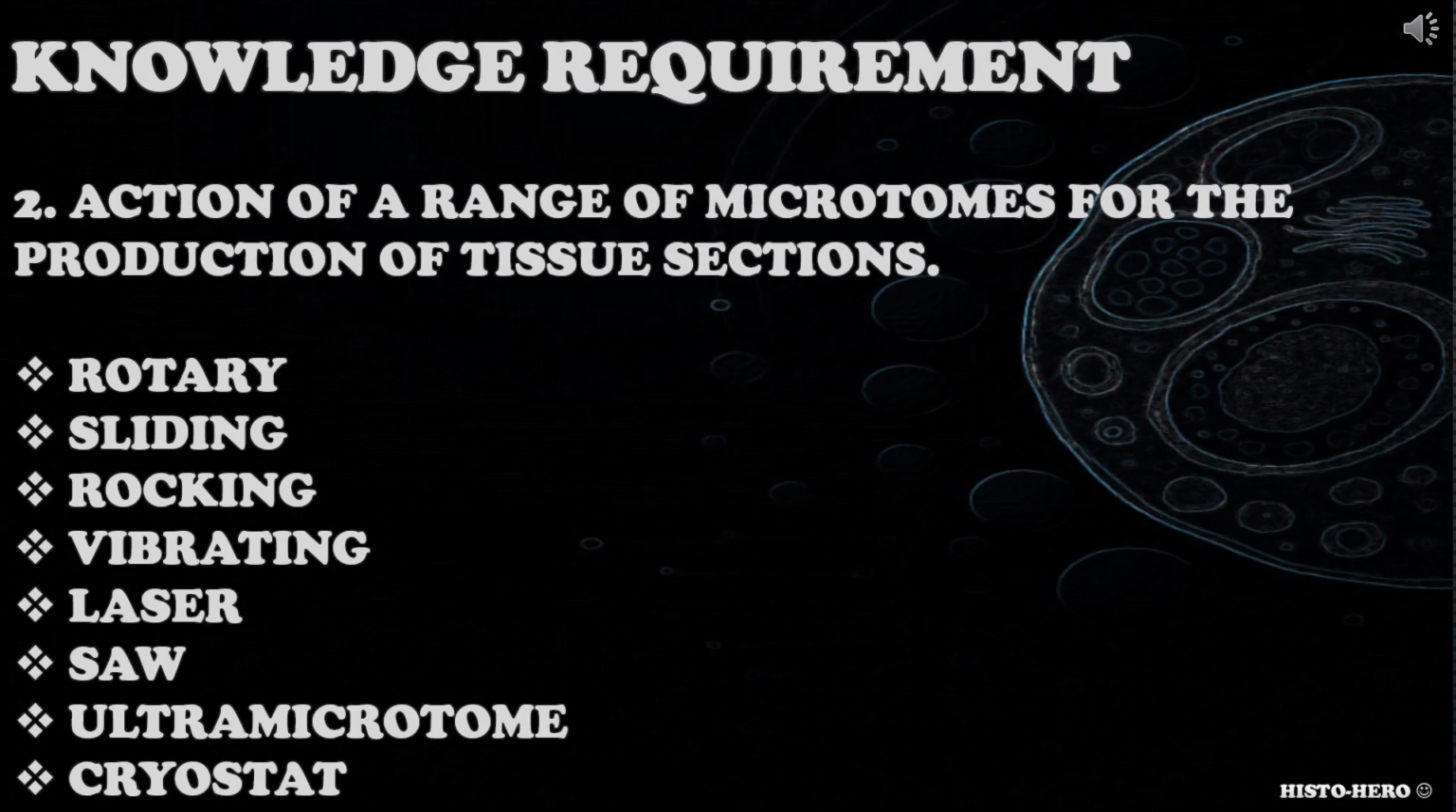The second knowledge requirement is for you to know action of a range of microtomes for the production of tissue sections. What types of microtomes can be used in histology? How do they work? Can they be used on any tissue type? Consider rotary, sliding, rocking, vibrating, laser, SAW, ultramicrotome or cryostat.